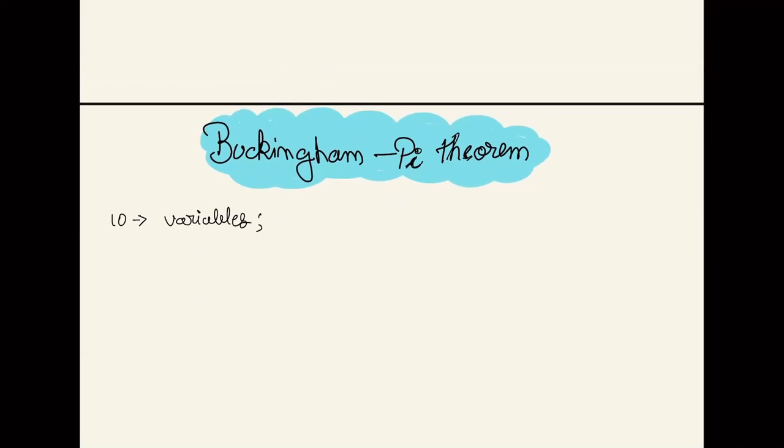Then this theorem says that this particular system can be expressed in the form of 5 pi groups. So basically 10 minus 5, which is equal to 5 pi groups, would be present, right? And the analysis is pretty much simple.